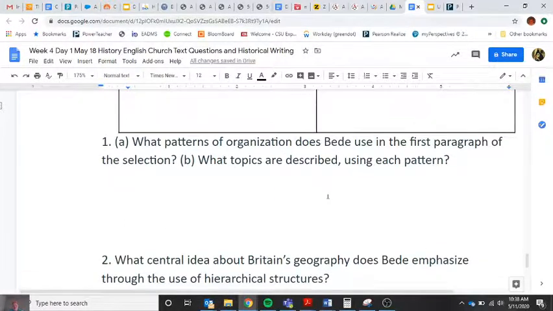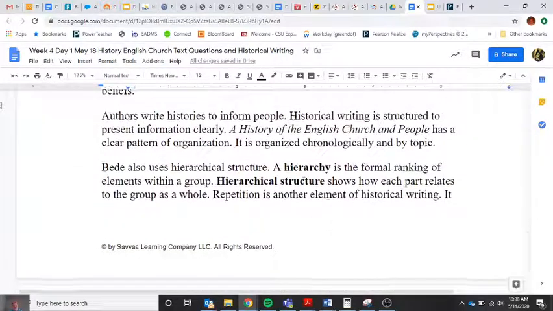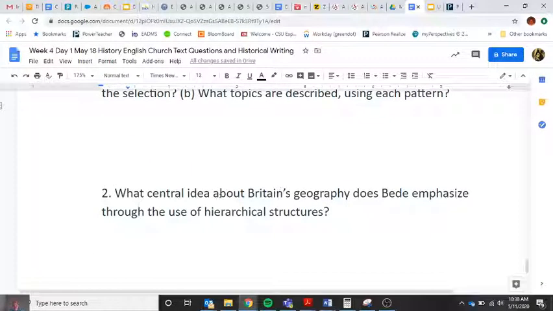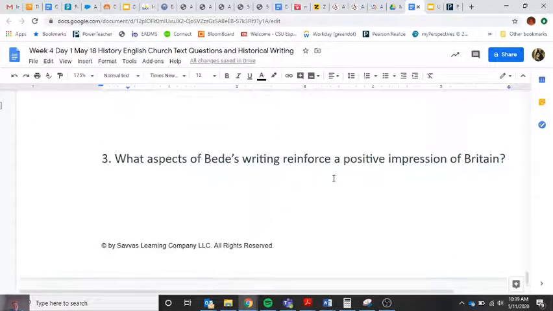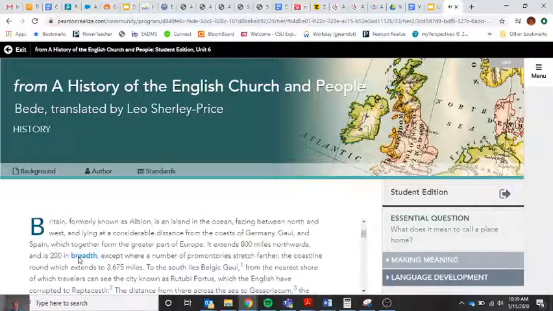So with this first one, which of these structures that they talked about up here do they use? For number 2, what is the central idea that he emphasizes through those structures? And then finally, how does it give a positive impression of Britain? Once again, you can find the reading on Pearson. It is here. You can play the audio from A History of the English Church and People. Or you can read just by scrolling down.